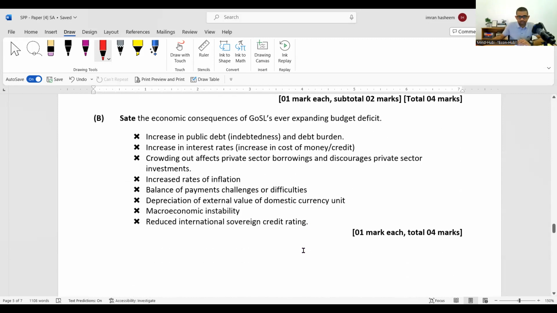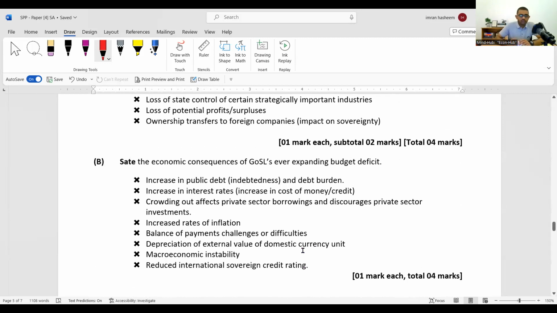Then part B, what are the economic consequences of having such a large budget deficit, around 11 to 12% of GDP, in our country? How does it affect the economy?